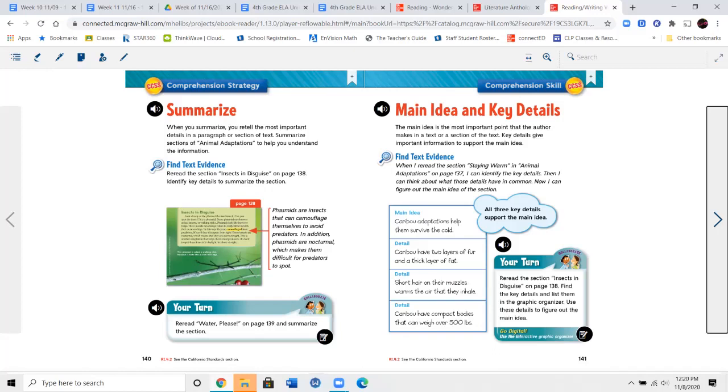So think about when you're telling your friend about a story that you read. You're not telling them every single word in the story. You're telling them the most important part of the story so they know what the story was about.